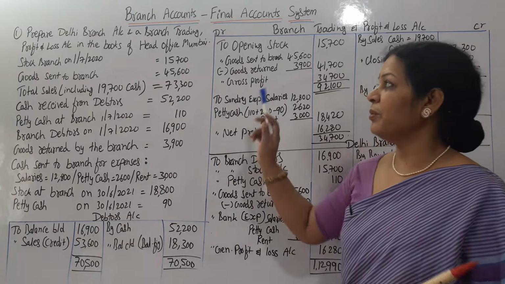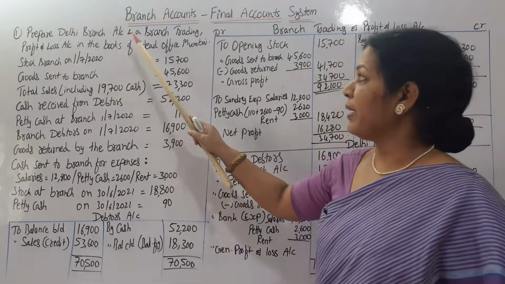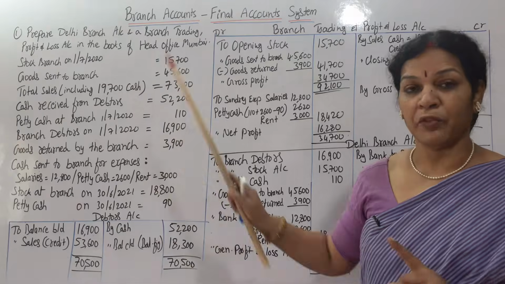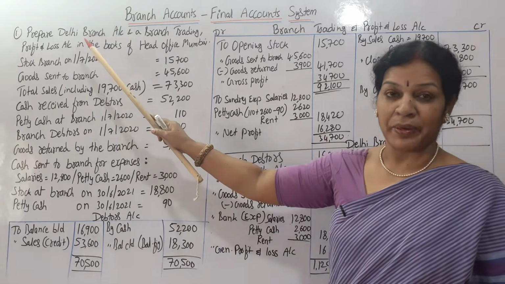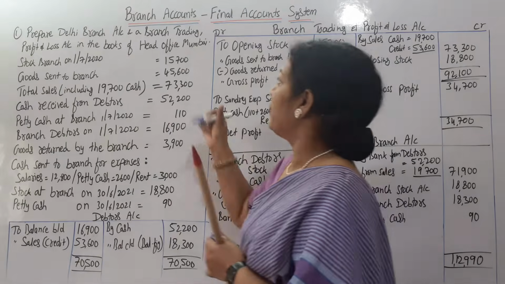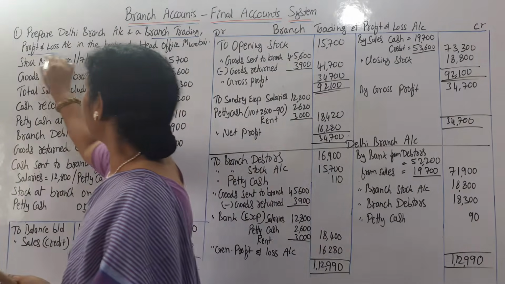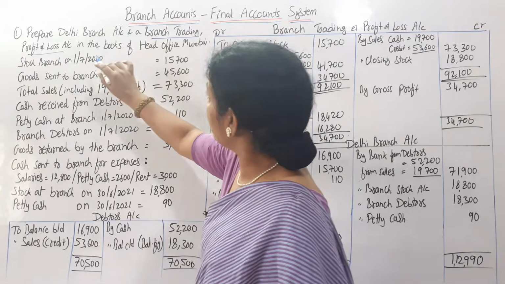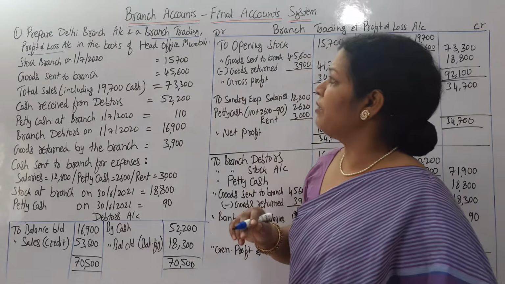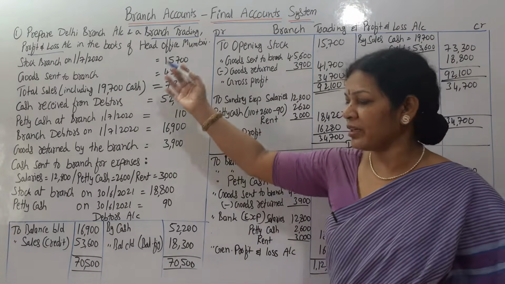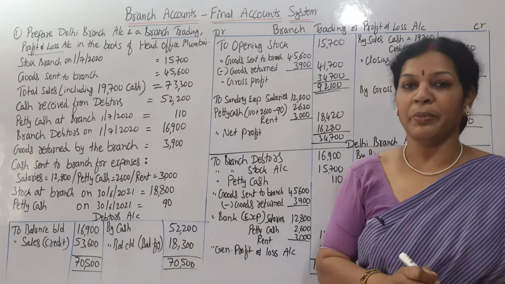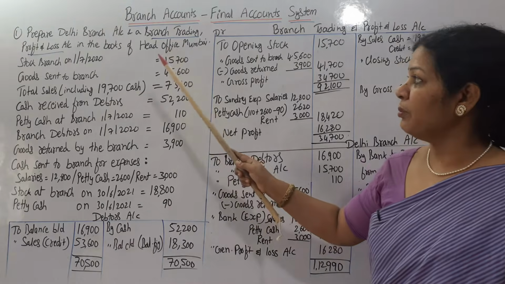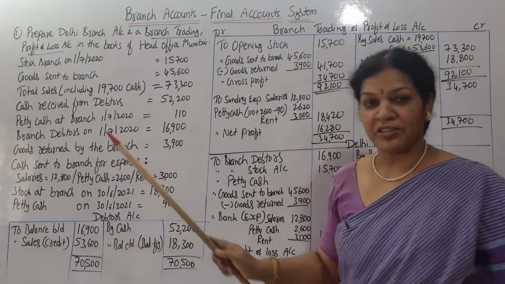Now coming to this problem: prepare Delhi branch account and branch trading and profit and loss account in the books of head office Mumbai. Head office is Mumbai. In Delhi they have a branch. What they are asking? Prepare branch trading and profit and loss account. This is one account, trading and profit and loss account in the books of Mumbai, and automatically we will be opening the branch account also, though they are not asking, but we have to open the branch account simultaneously. Trading and profit and loss account and branch account in the books of head office, right? So each and every transaction we will post.